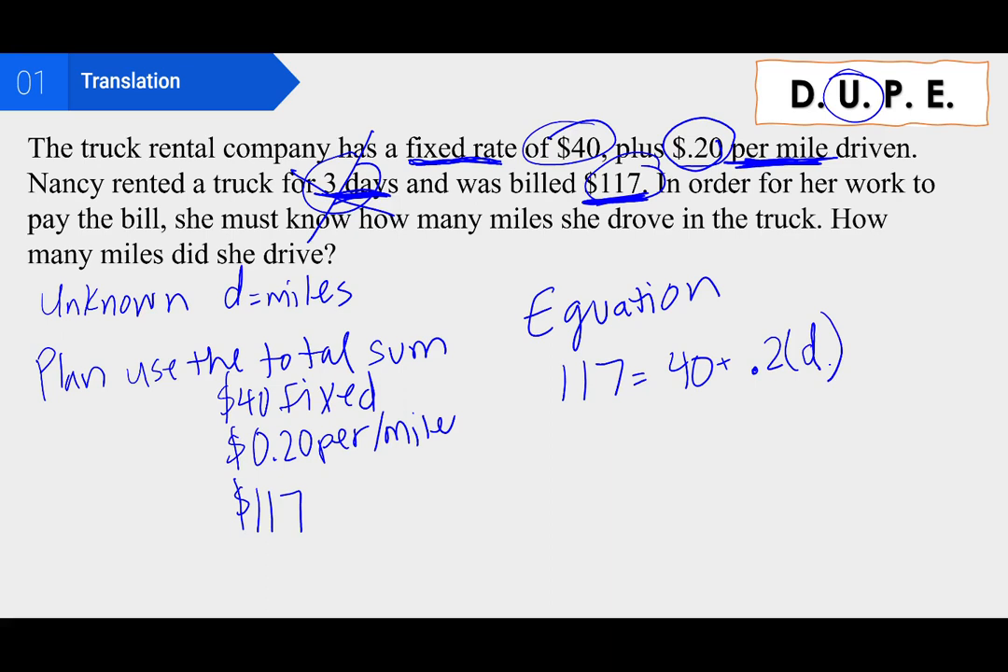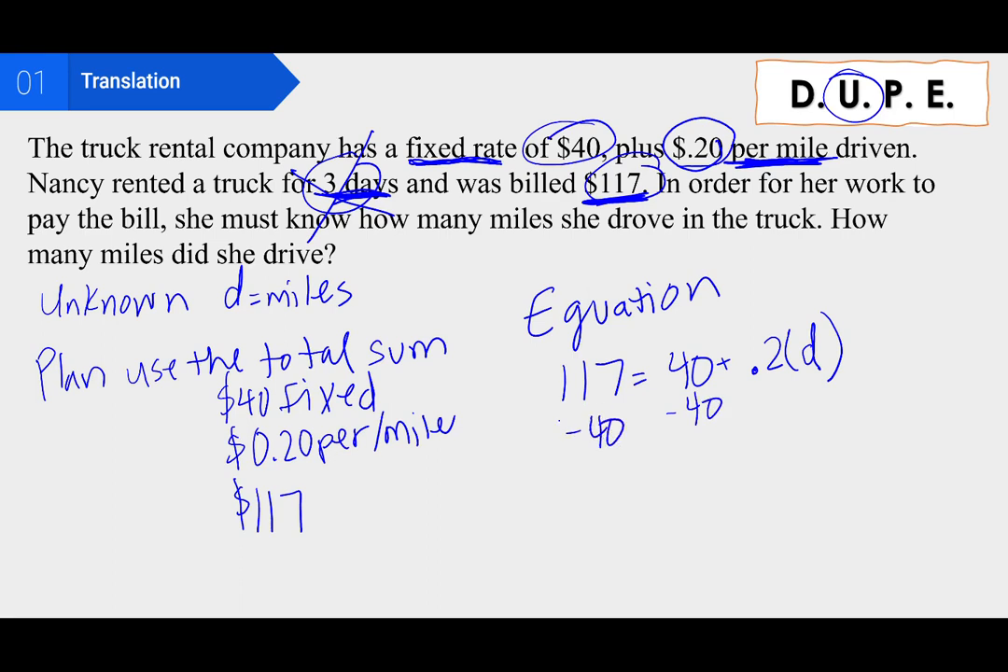Sometimes you'll get to the equation step and it doesn't work. We'll look at one like that in a minute. And so you're going to need to go back and evaluate your plan or figure out if you're looking at the wrong unknown. So you can walk through this DUPE process more than once to help you out. And then from here we can just solve it.